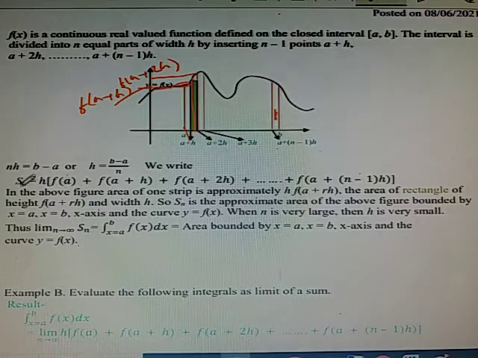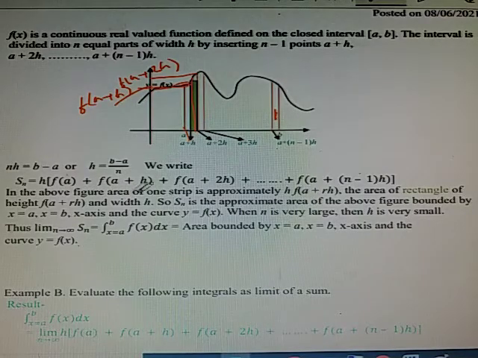Now you consider this sum, h into f(a). So this h into f(a) is the area of this first rectangle, h into f of a plus h is the area of the second rectangle, h into f of a plus 2h, etc. So you go on, you are starting at a, and you have to stop at a plus (n minus 1)h, or if you start at a plus h, you have to stop at a plus nh. And this is the sum.